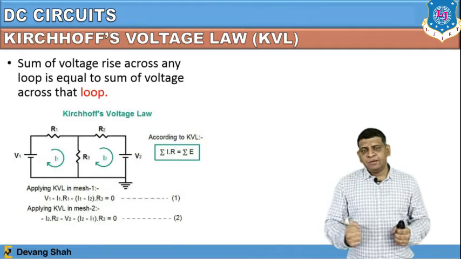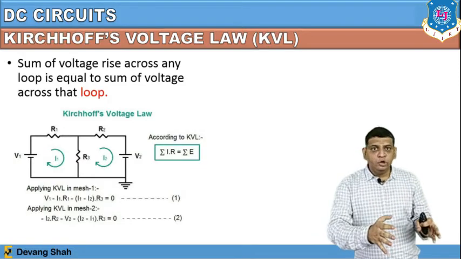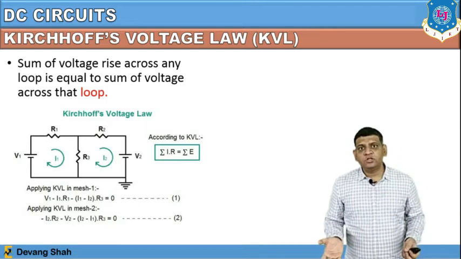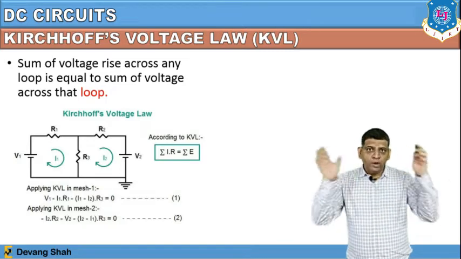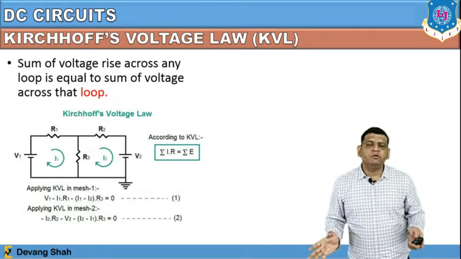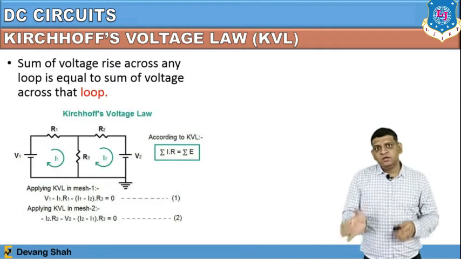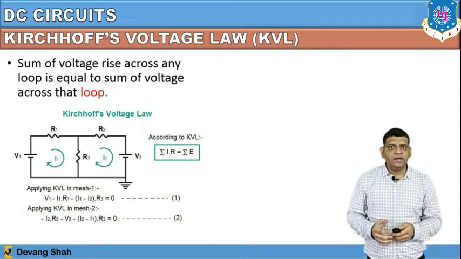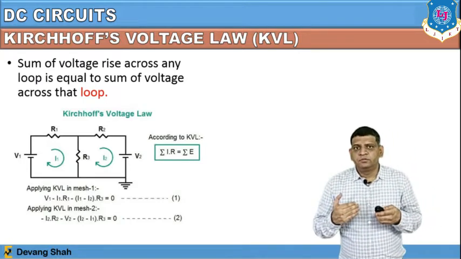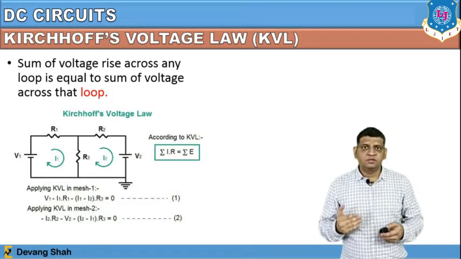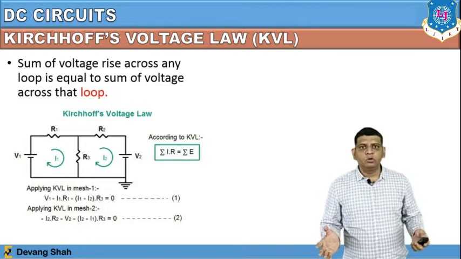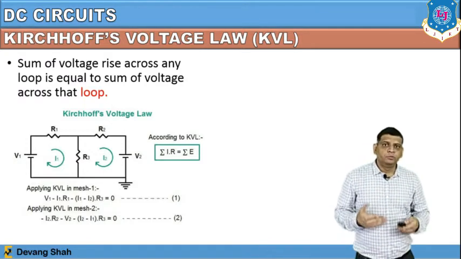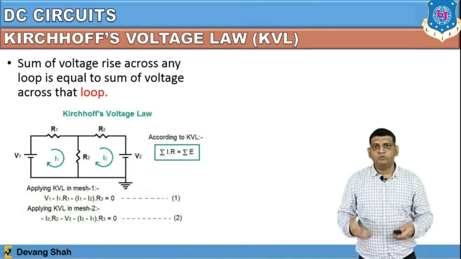So let's say I'm going to apply 10 volts in a loop, then 10 volts must be dropped across the resistances, right? So at the end, the sum of the algebraic voltage sources and the sum of the products of current and resistance must be equal to 0. So you can find here sigma V plus sigma I into R must be equal to 0 for a particular closed path. The same you can apply for loop number 2 as well. So this is called Kirchhoff voltage law.